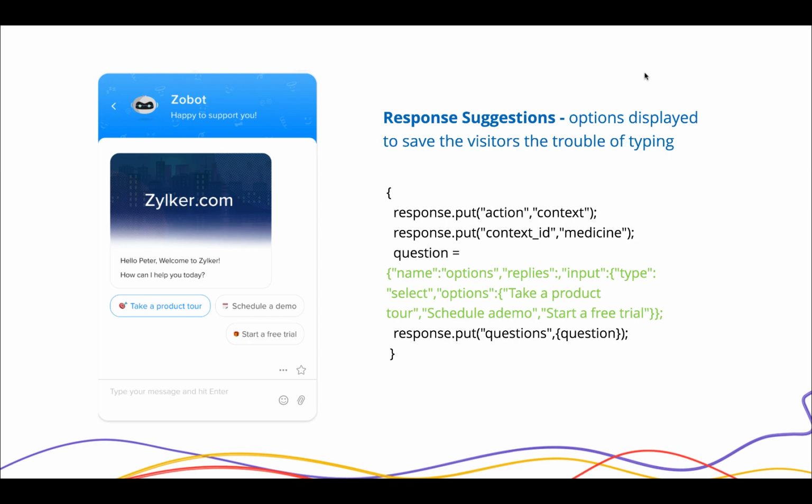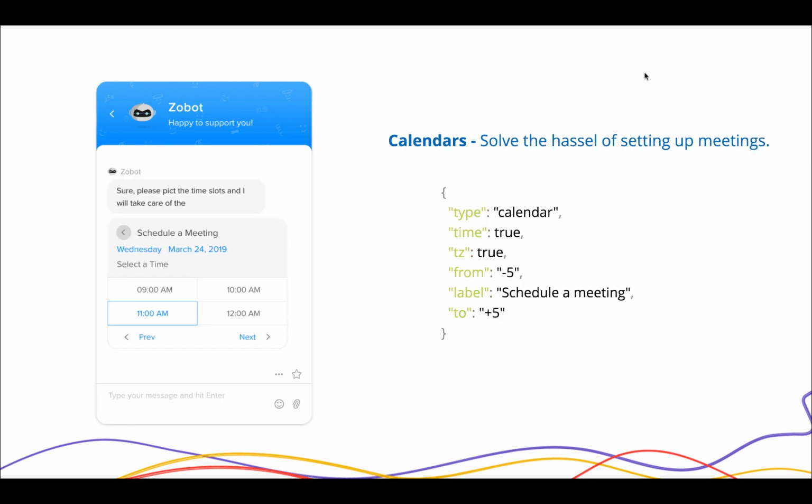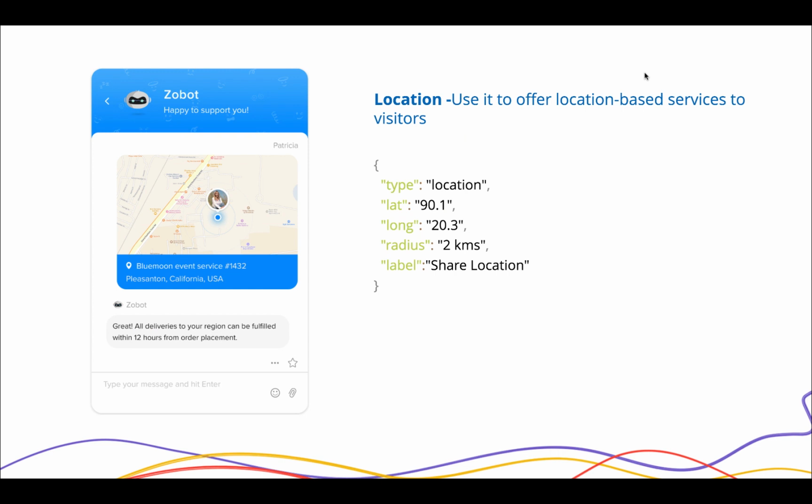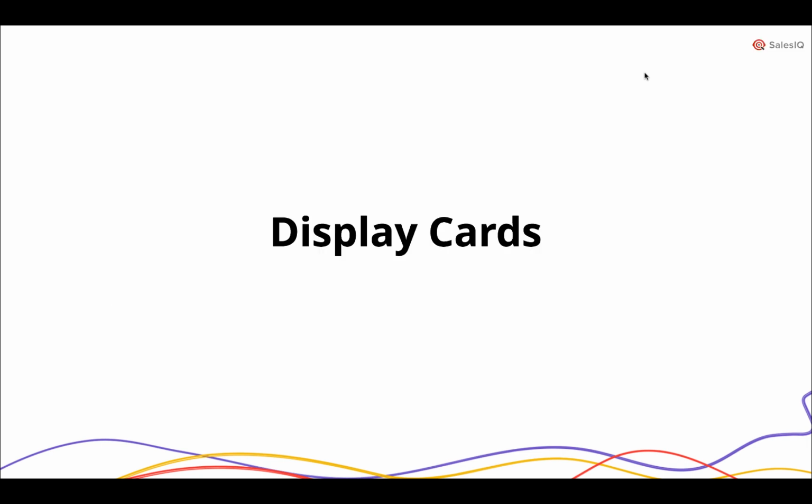Alright, so there are some commonly used input cards. You have response suggestions that can be displayed, and then you have calendars to set up your meetings and keep track of them. You have feedback widgets to take a look at what your visitors are saying about your brand, and then you also have the location widget to offer location based services. There's so much more that you can use. You have two types of feedback widgets, happiness and star rating, and you have range calendars, range sliders, and so much more.